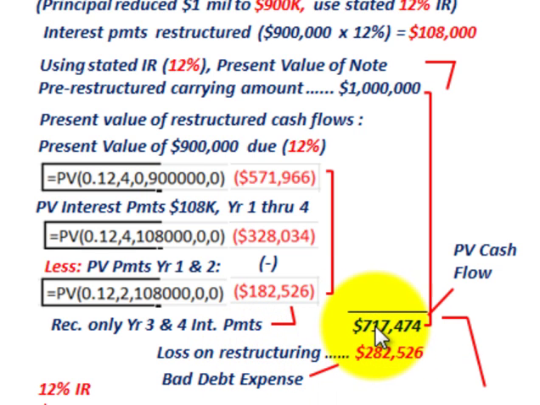Now, a loss on restructuring. The present value here, $717,474. Subtract that from the pre-restructured carrying amount of $1 million. You're going to get a loss on restructuring of $282,526. Now this is what Bank B is going to record as a bad debt expense. Okay, so we've got our present value of our cash flows.